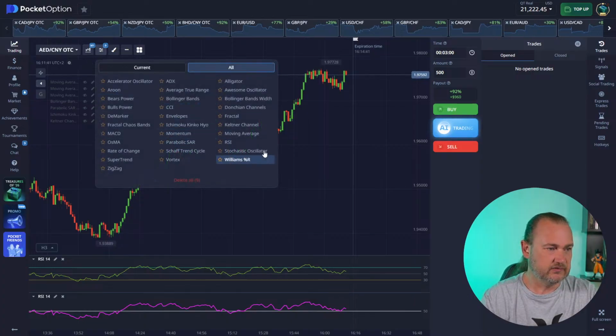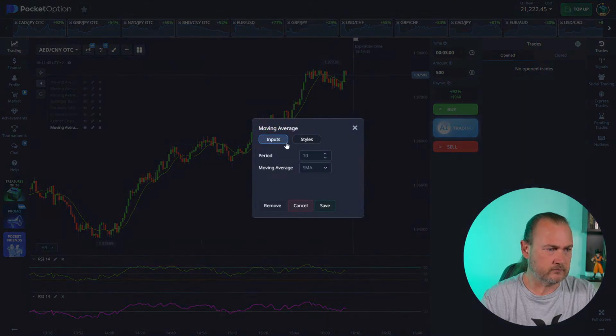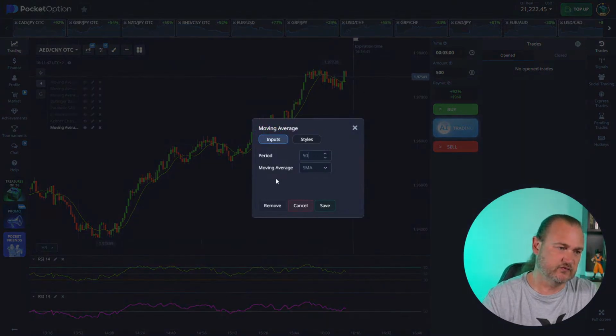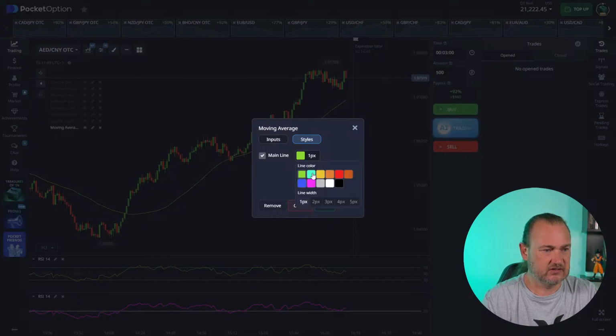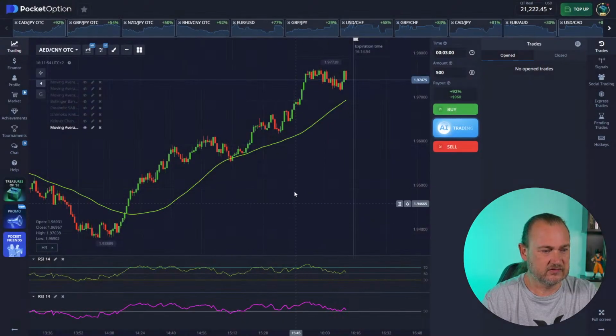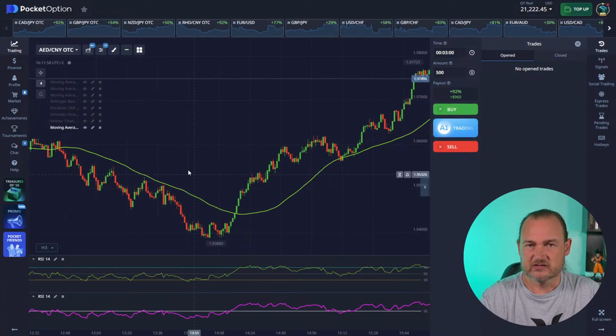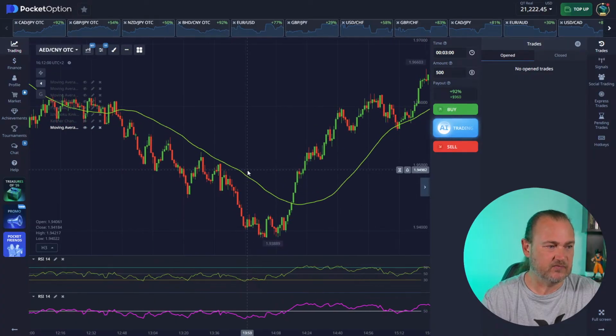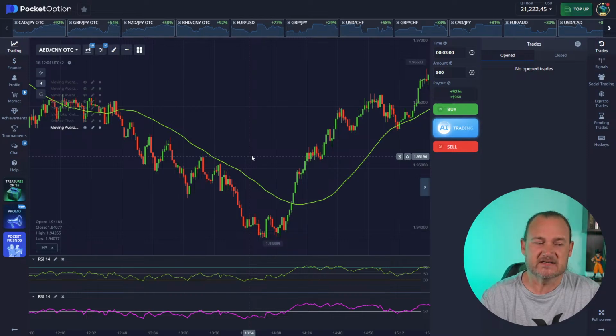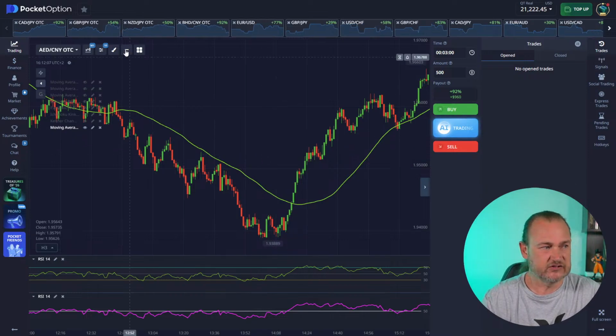I'm going to add a moving average to my chart. And this is going to be a 50 moving average. Let's just make it a little bit thicker. Okay. When we add moving averages to our chart, we can see that often, not always, but often, on a regular basis, price respects the moving average.